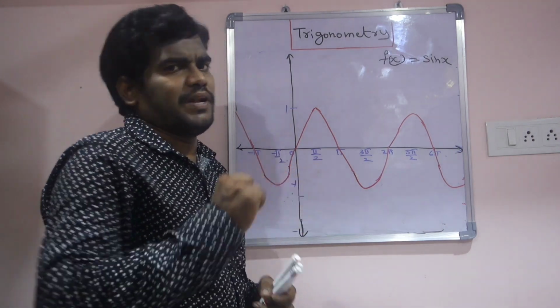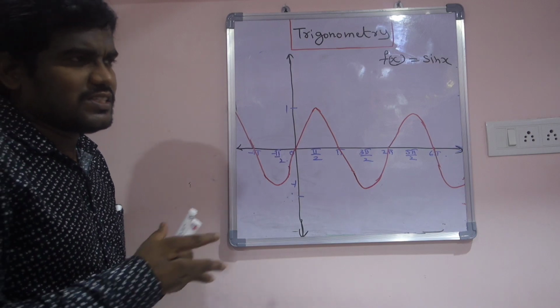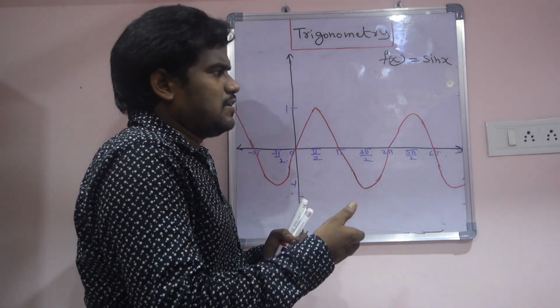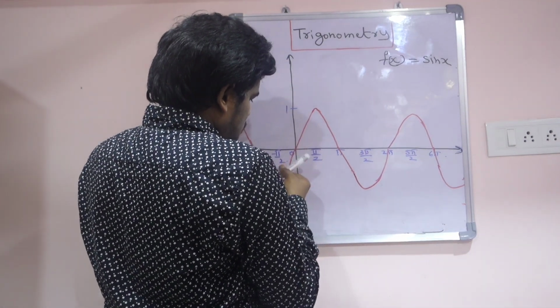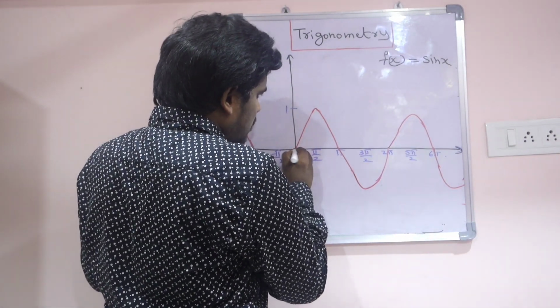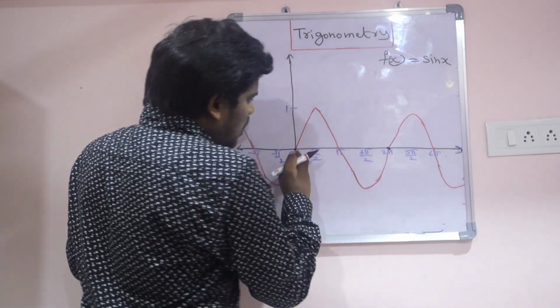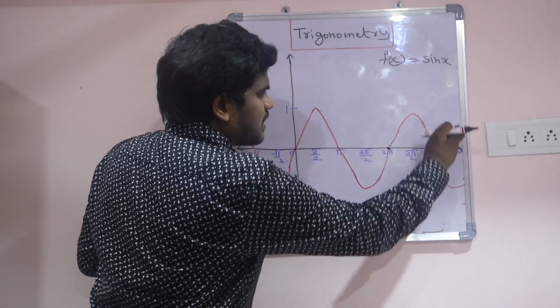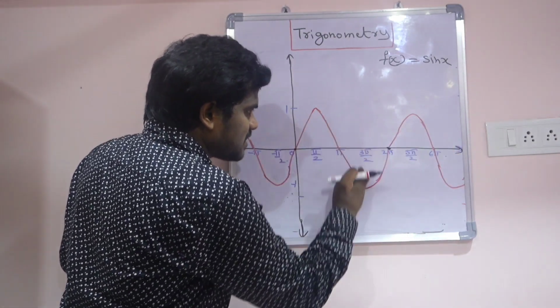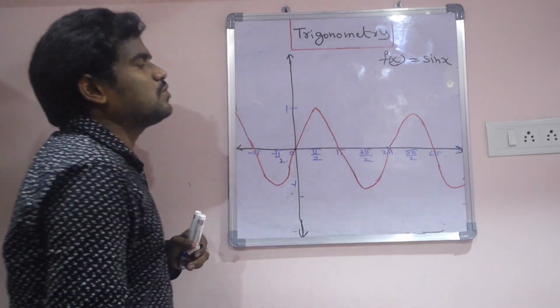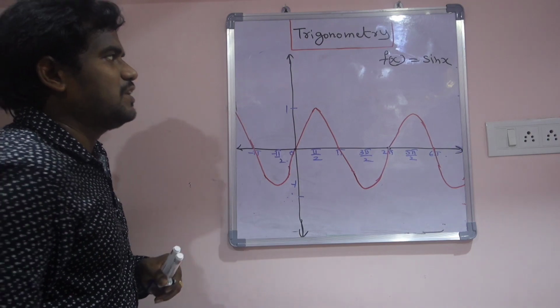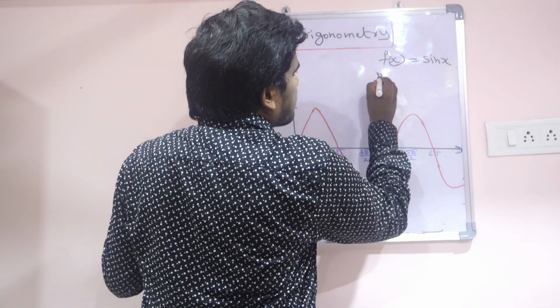So what is the meaning of period? Period means the wave is repeating the same again. Now observe here, this is the wave, suppose a sine wave. If you observe here, 0 and 2 pi. After 2 pi the wave is repeating again, the same wave. So the period of f of x is equal to sin x is 2 pi. So period is equal to 2 pi.